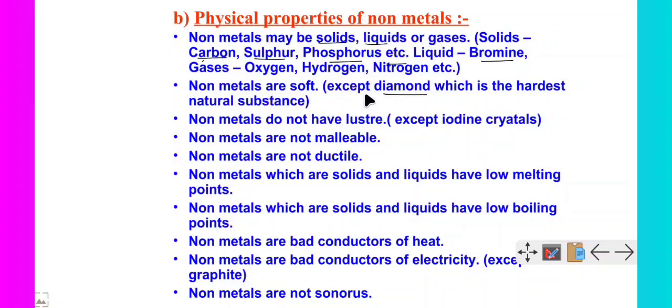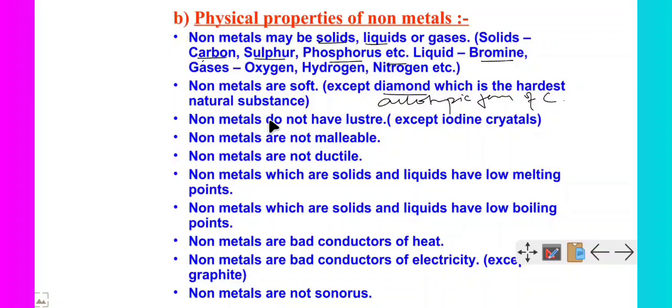Okay, so diamond is what? Diamond is a non-metal. It is an allotropic form of carbon. Except diamond, which is the hardest natural substance. So which is the hardest natural substance? It is a non-metal. It is an allotropic form of carbon. Remember, diamond is an allotropic form of carbon.